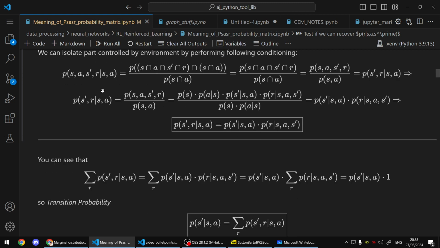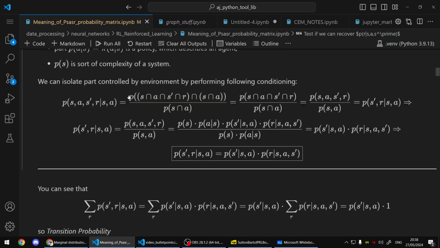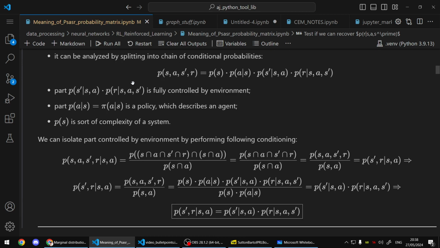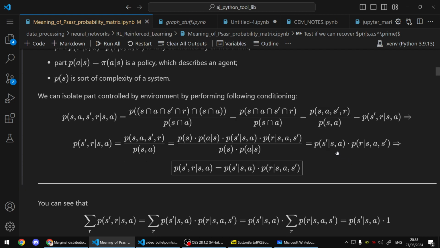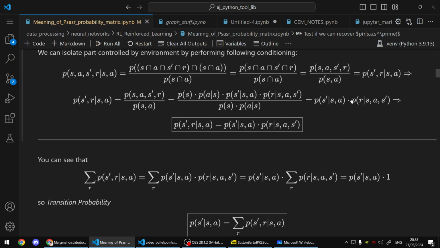And then what we can observe is that we just plug in our definition of this expansion, use chain rule here, cross out some terms, and exactly this matrix, it will be a matrix that contains only information about the environment.